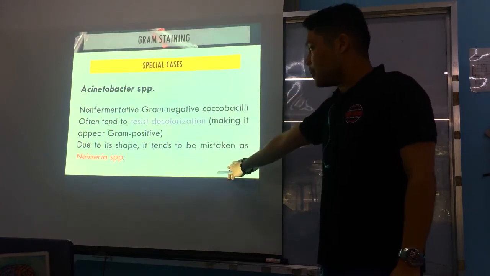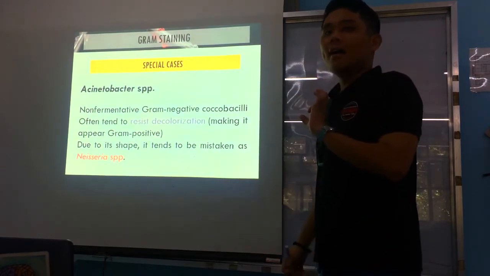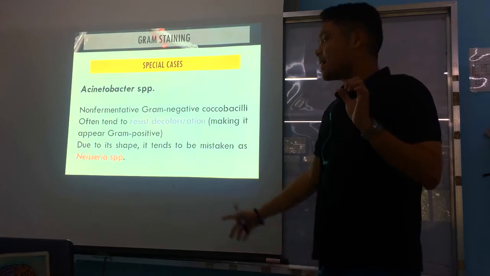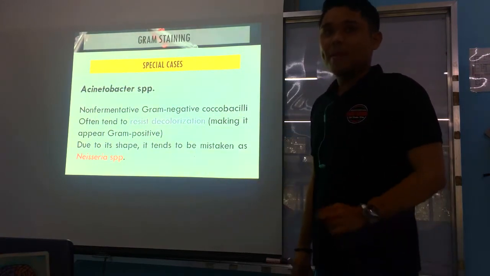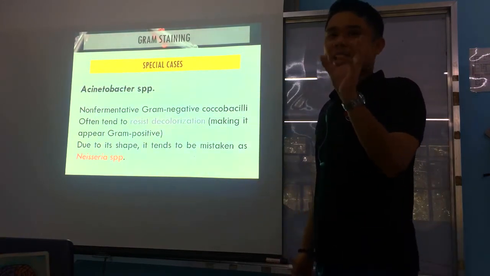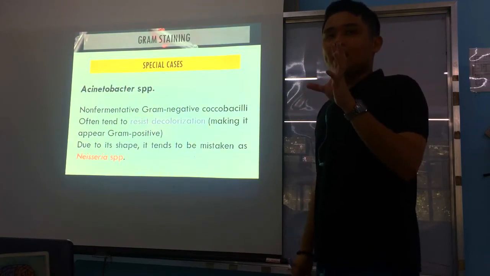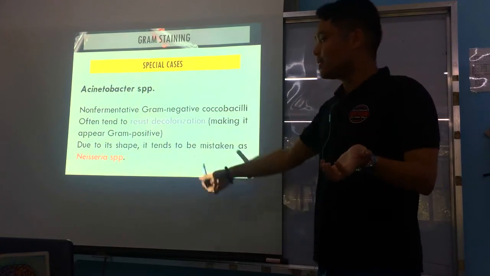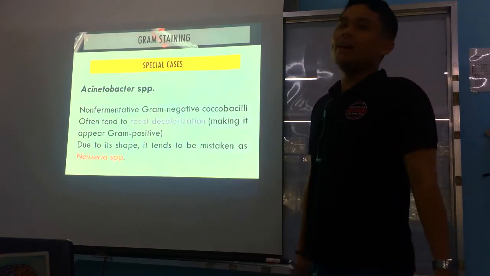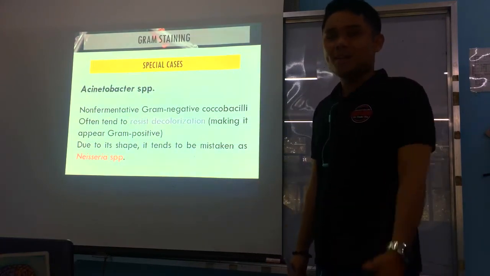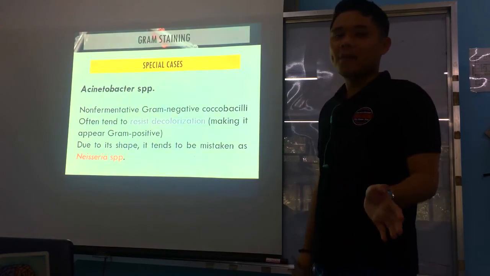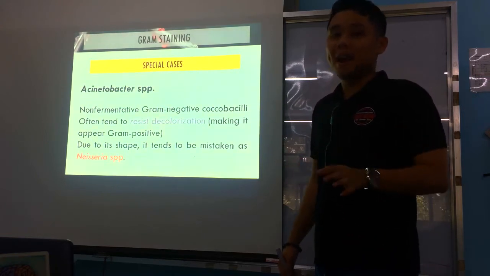Because of its shape, because it is a coccobacilli, and it is gram-negative, it can be mistaken as Neisseria spp. Because again, it has a quite cocci-like shape, coccobacilli, but it is gram-negative. But once you are a trained bacteriologist, you will not be fooled, because with biochemical testing the reactions are different.